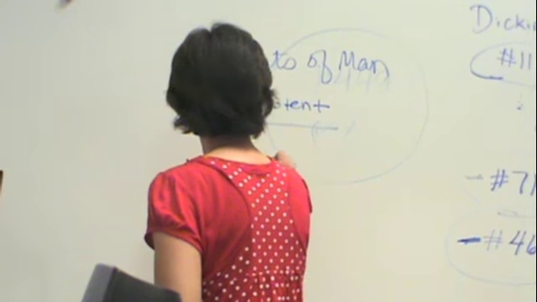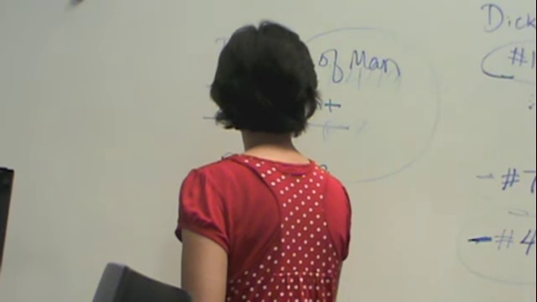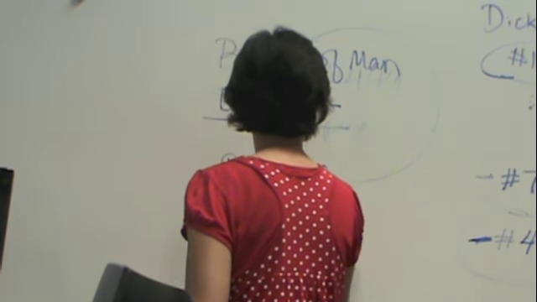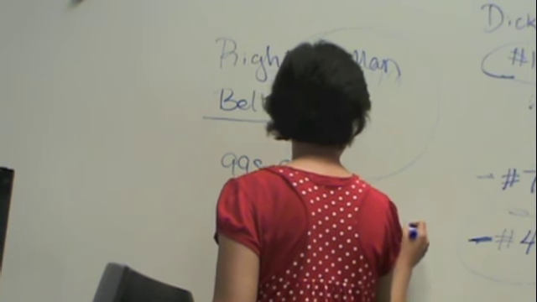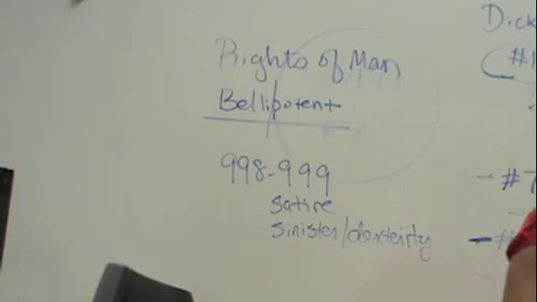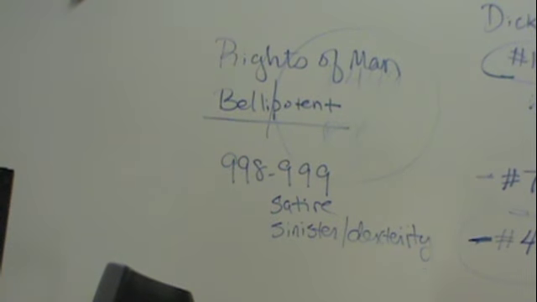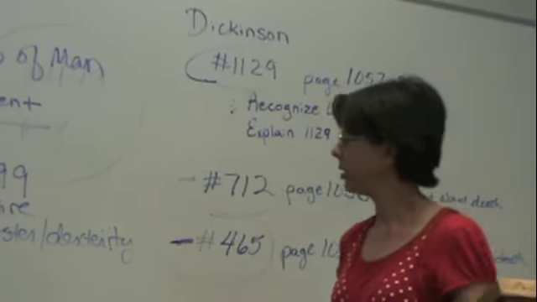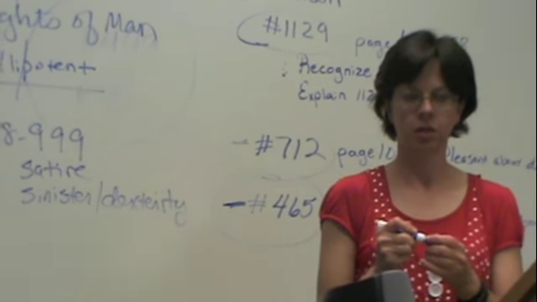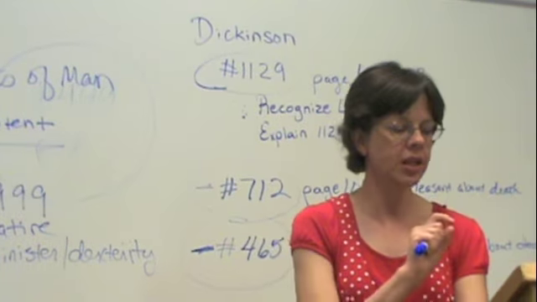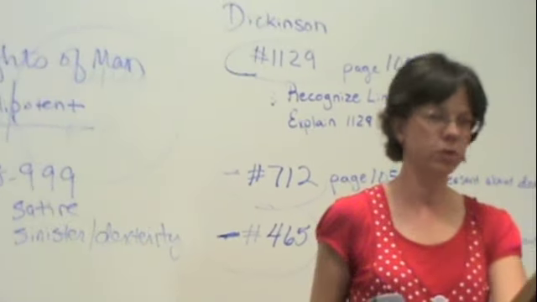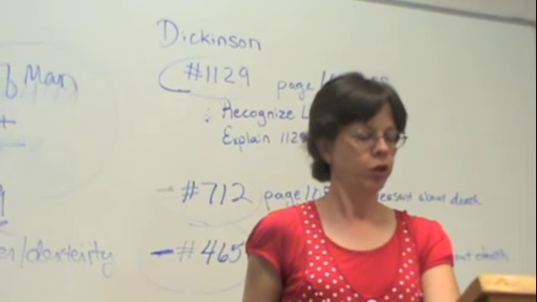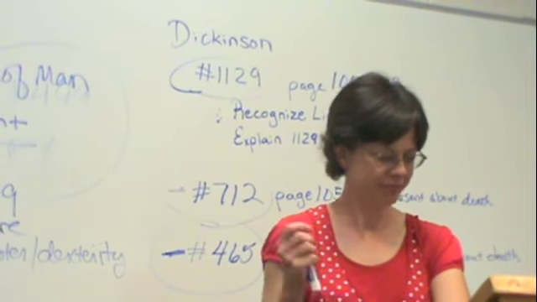Okay, 998 to 999. That's satire and sinister and dexterity. Okay, sinister dexterity. Page 1001. Wait, you want to know if it is satire? What did you say? I missed that. Just that line. It's the last two. Yeah, I haven't highlighted, but what was your question?